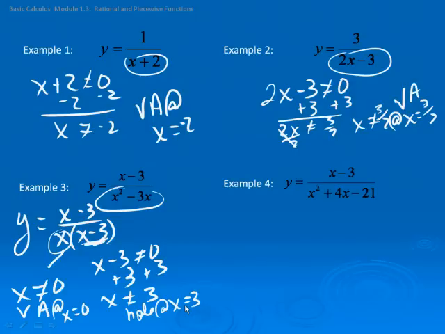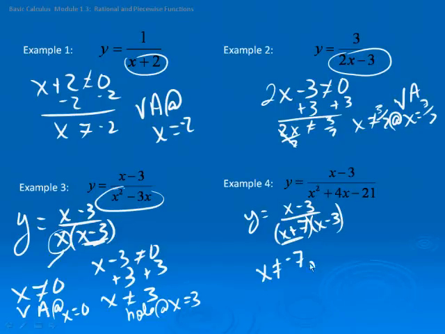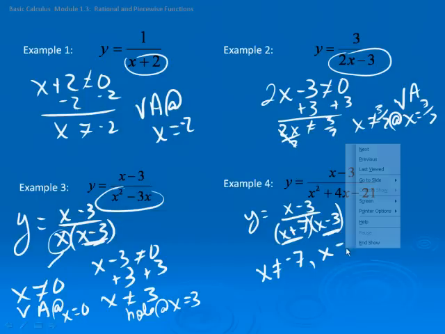Now let's look at our last example. Let's go ahead and factor that bottom. And here, again, kind of like example 3, we've got two restrictions. One, x can't be equal to -7. And here, x can't be equal to 3.